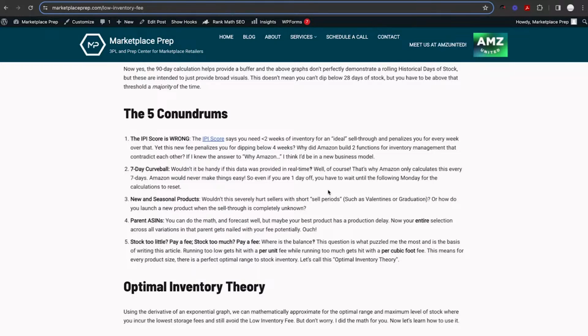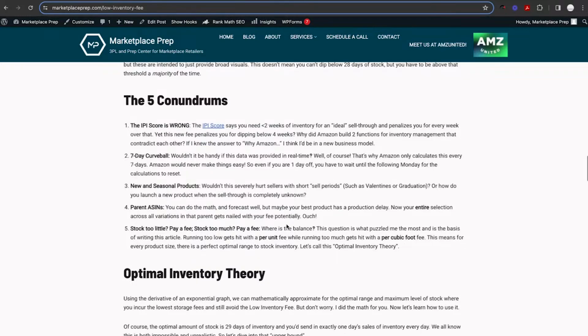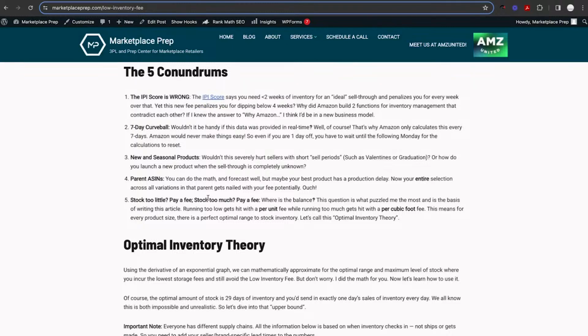A little challenging. And then, stock too little, pay a fee; stock too much, pay a fee. Where's the balance? Don't you love Amazon? And this is the question that kind of stirred up this whole article. We can all just say, hey, stock more than 29 days. Well, how much more? That is where I get into what I call optimal inventory theory.